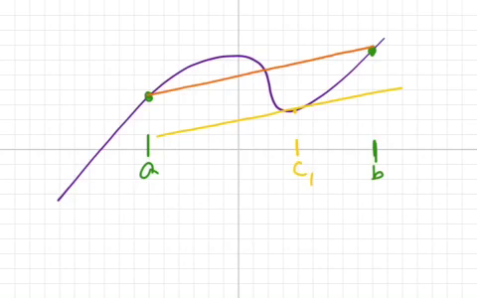And so the mean value theorem is just guaranteeing for us that, provided the function is continuous on the closed interval and differentiable on the open interval, then there has to be some tangent line to the curve at this value c, where c is in the open interval (a,b), such that the tangent line is going to be parallel to the secant line over the entire interval.